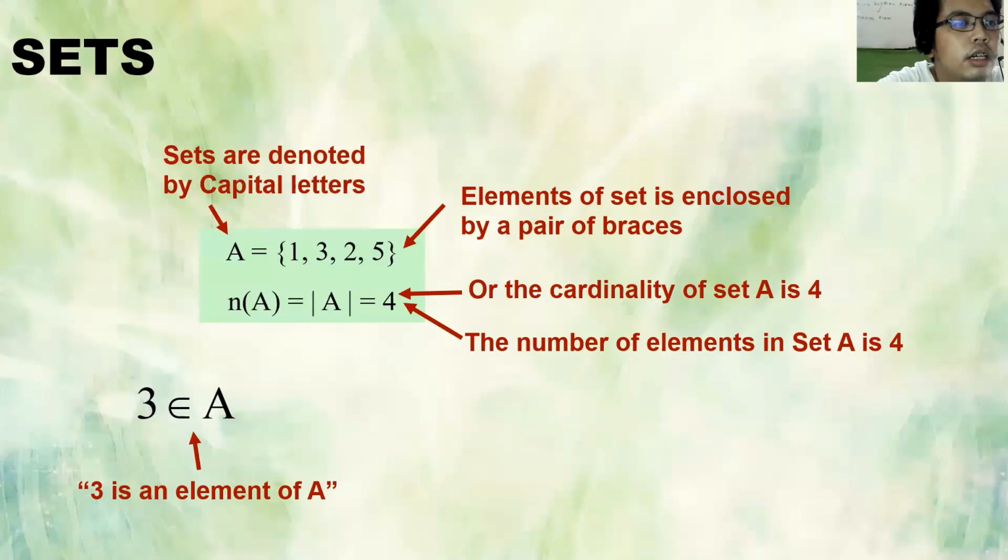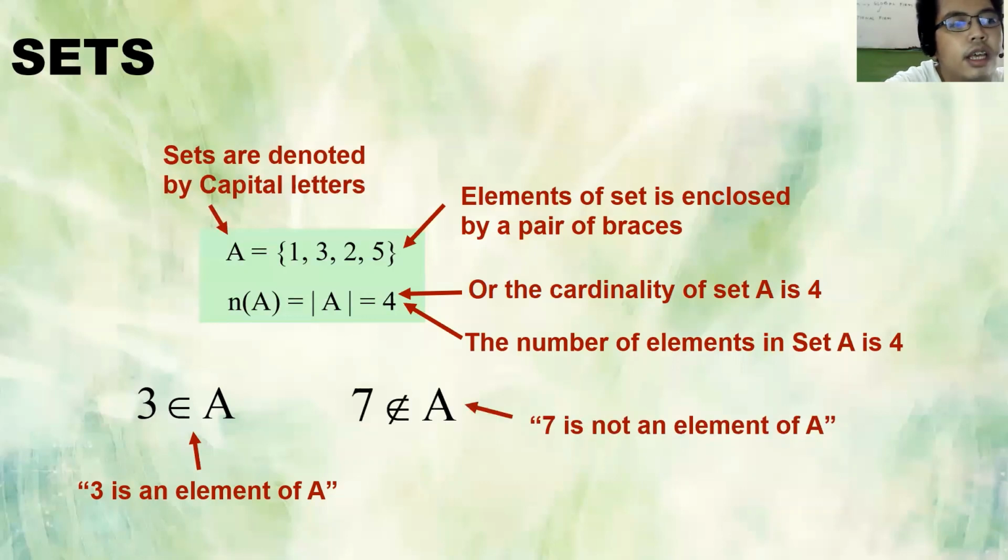Since 3 is found in A, we could say 3 is an element of A. So we denote that with the symbol for element. And since 7 is not found in A, we could say that 7 is not an element of A. Take note of that symbol, not an element.